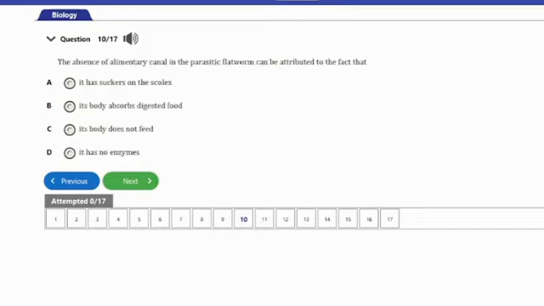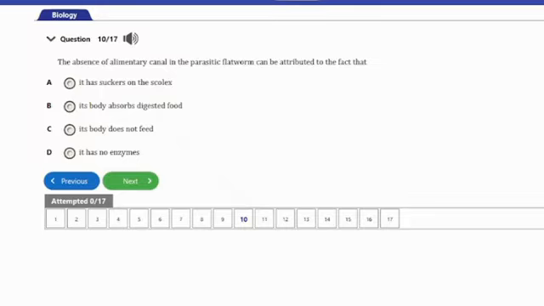Question number 10 here. It says, the absence of alimentary canal in the parasitic flatworm can be attributed to the fact that A, it has suckers on the scolex, B, its body absorbs digested food, C, its body does not feed, D, it has no enzymes. So guys, the answer to this question is option B, and that's its body absorbs digested food. So there is no need for an alimentary canal since the food is already digested, and then it will now have to diffuse into its body. So that's it for that question.